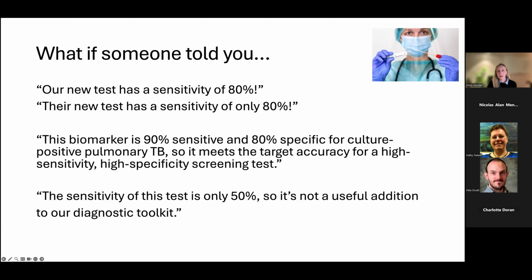We'll come back to them at the end of the talk. What if someone told you our new test has a sensitivity of 80%? Great. Or their new test, oh, it only has a sensitivity of 80%. Or if we have a new biomarker and we estimate that it's 90% sensitive and 80% specific for culture positive pulmonary TB, and that matches the targets in a recent target product profile for a high sensitivity, high specificity screening test, so our test meets that target product profile.